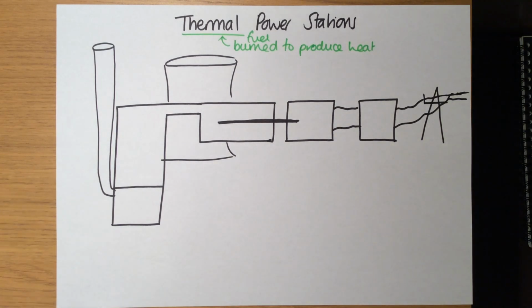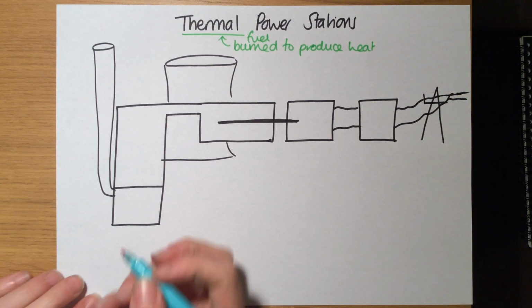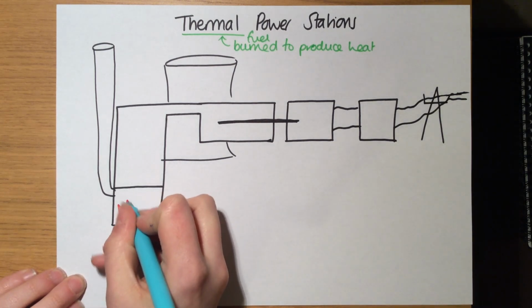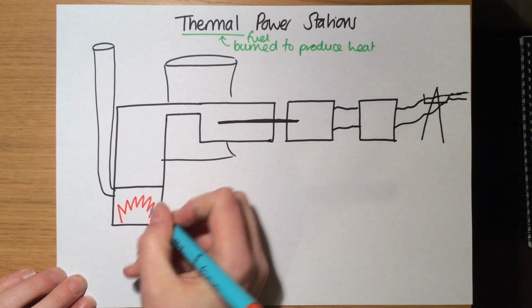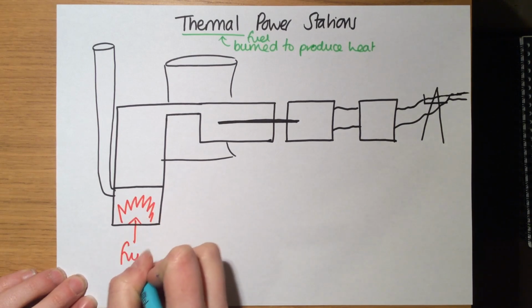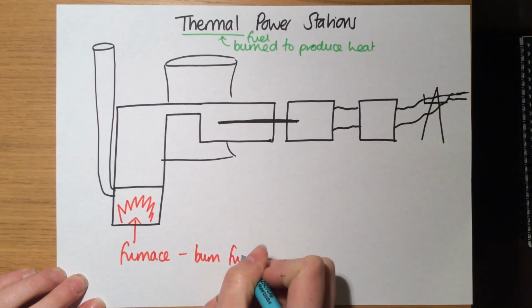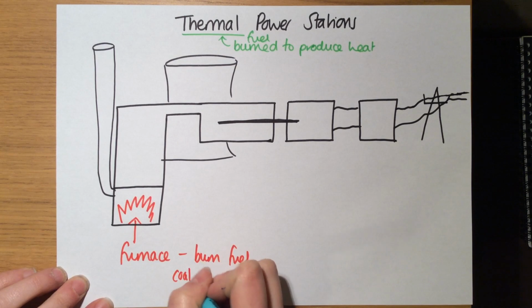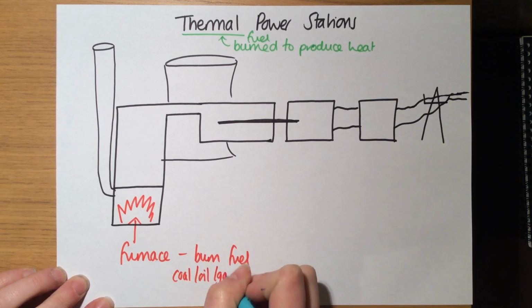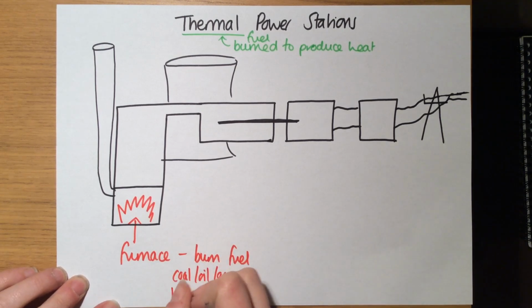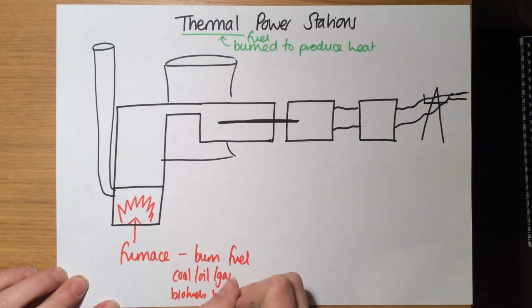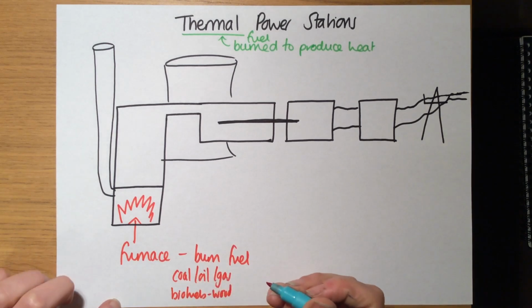But all thermal power stations use a similar kind of setup, and I'm going to attempt to draw it here, and it's going to be very bad, so I apologise for that, but hopefully the idea should come across. Now all thermal power stations start with some kind of furnace. Okay, now the furnace is where something is burned. So we burn the fuel. Now that fuel is often coal or oil or gas, but increasingly in some parts of the world it's becoming biofuels such as wood or biomass or that kind of thing.